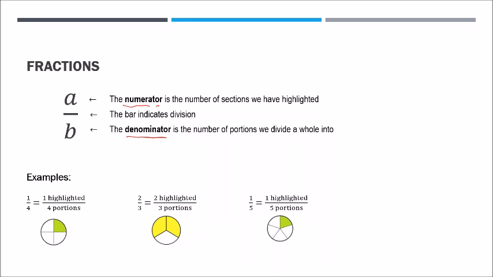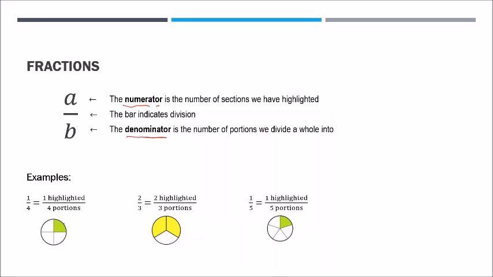Now, what the numerator actually is, it's the number of sections we've highlighted, and the denominator is the number of portions we divide a whole into. So it's how many of the portions we have. Let's have a look at some examples at the bottom. 1 on 4, so there's 1 highlighted and 4 portions. So I've cut up my pie into 4 equal parts and there is 1 portion highlighted.